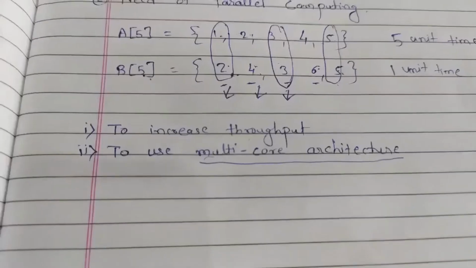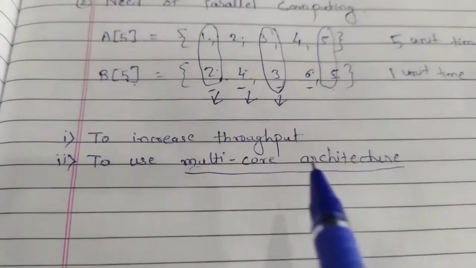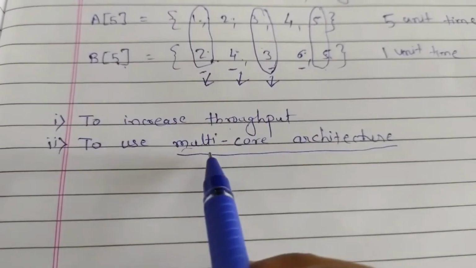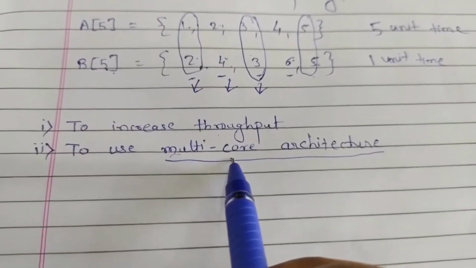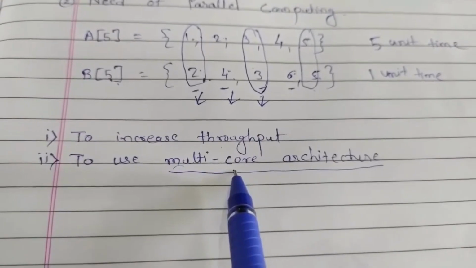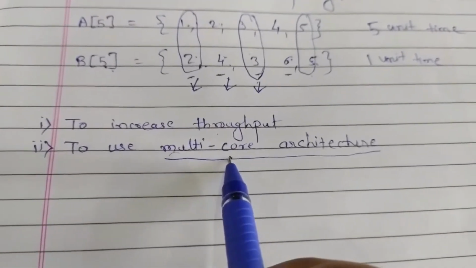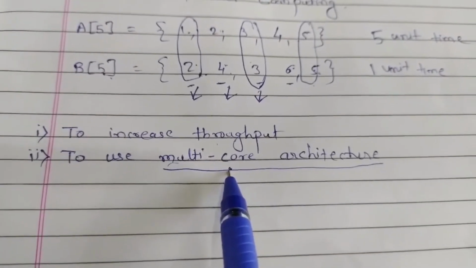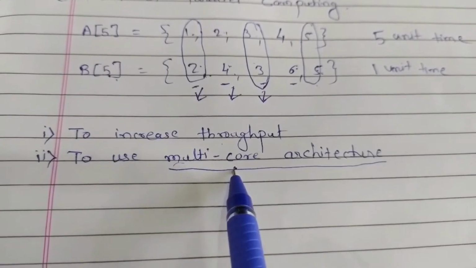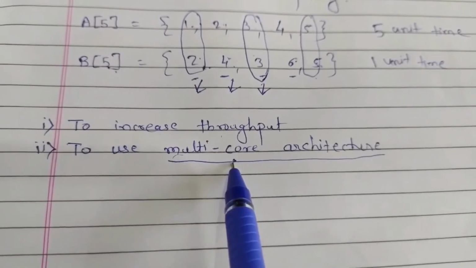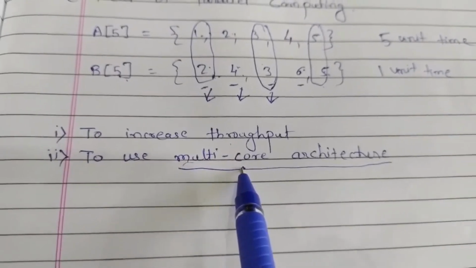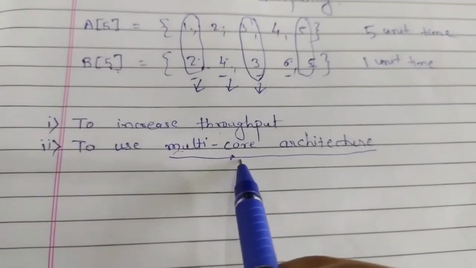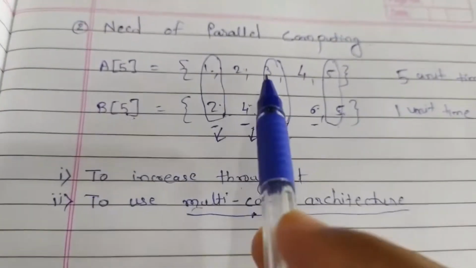One more advantage of parallel computing is that it uses multi-core architecture. Nowadays, all the processors that we have are multi-core. For example, our i3, i5, i7 processors have 4 cores, while the processors in mobile phones nowadays come with octa-core, meaning 8 cores. So to use the multi-core architecture of the processor, we can use parallel computing.